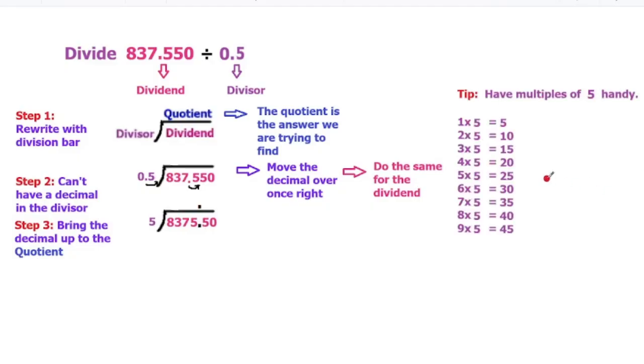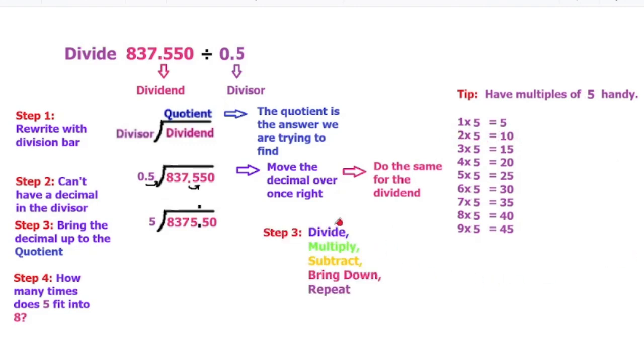Now, a handy tip is to have multiples of 5 ready. So multiples of what you're dividing by, because it'll make it easier. So how many times does 5 fit into 8? We could start dividing now, okay? So 5 fits into 8 only once. It's not twice because that would be too much, right? So now we just have to follow this: divide, multiply, subtract, bring down, repeat.